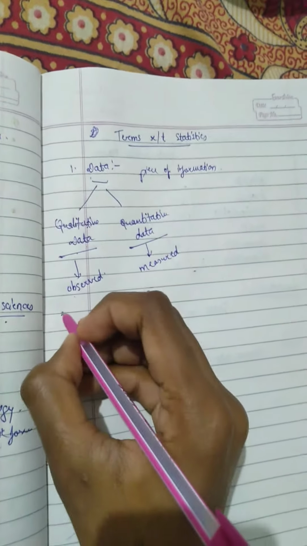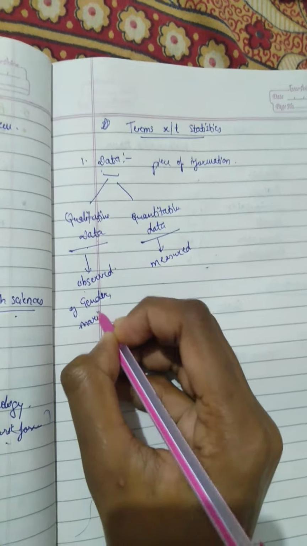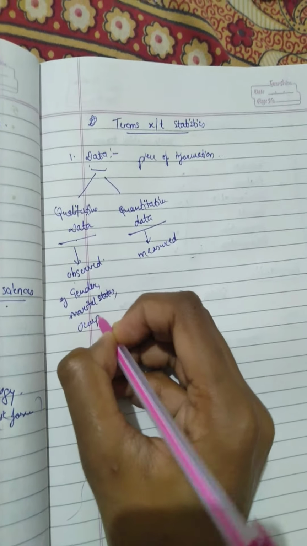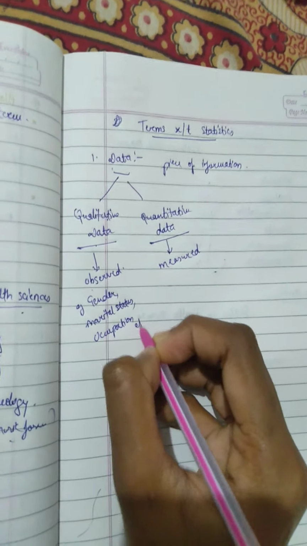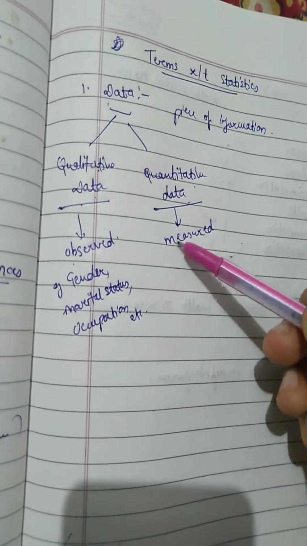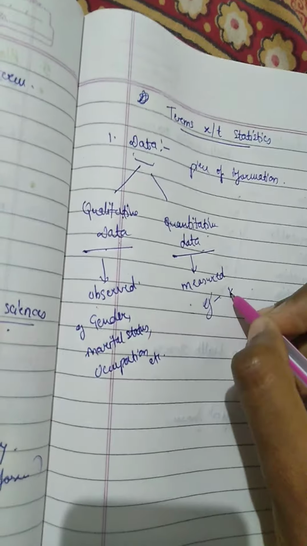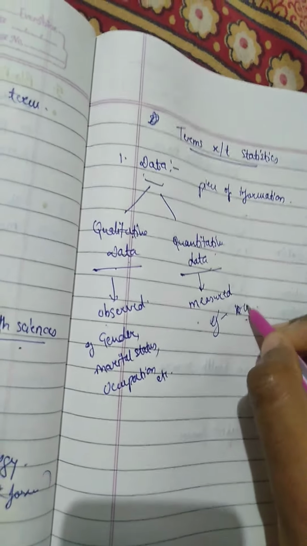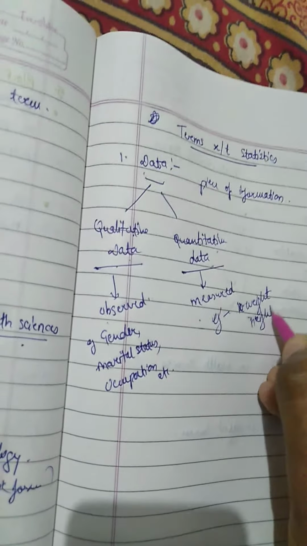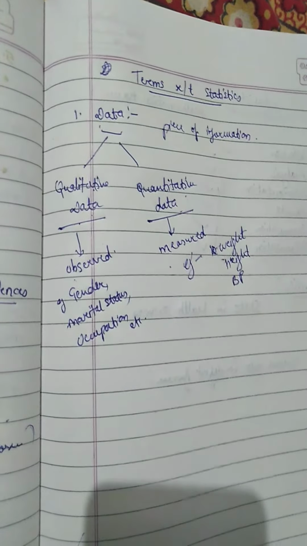For example, gender, marital status, occupation, etc. So what is quantitative data? Quantitative data is the data which can be measured but not observed. For example, weight, height, BP. So these are the two types: qualitative and quantitative data.